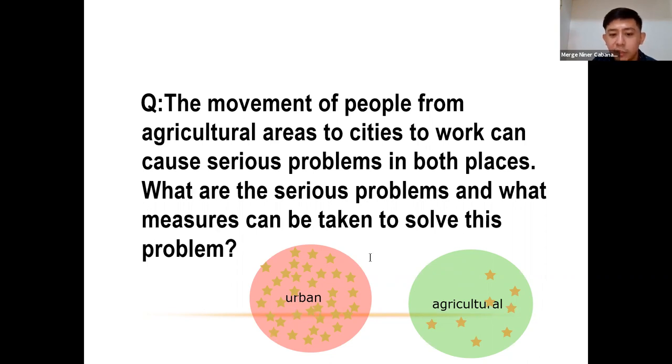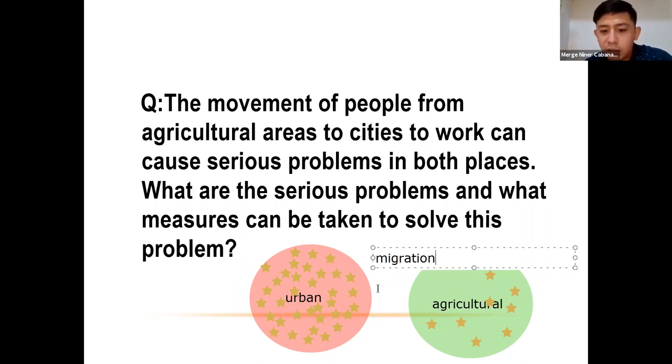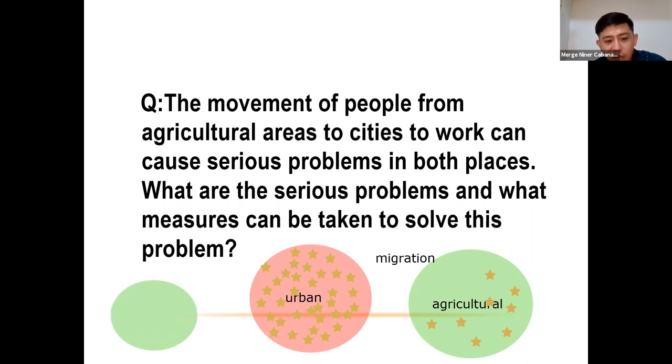What do we call that process? Migration. So we call this process migration. But this is the problem. You see that there are not many people left in agricultural areas. But there's also a lot of other agricultural areas that have people in them.